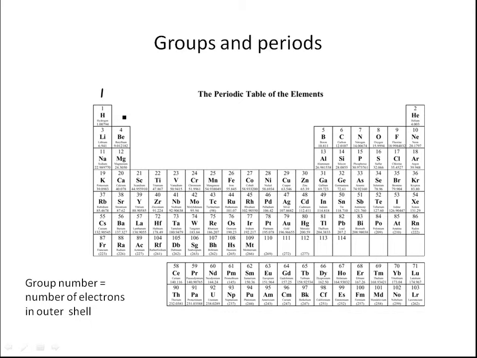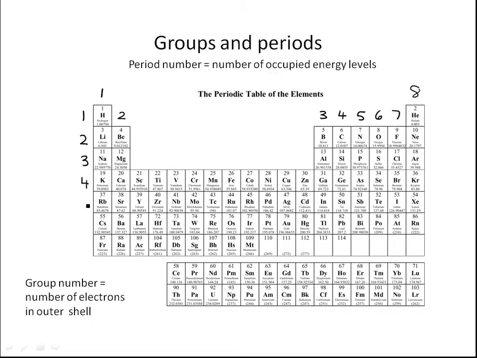So we have group 1, group 2, group 3 and group 4, group 5, group 6, group 7 and group 8. So that means that group 1 has 1 electron in the outer shell, group 2 has 2 electrons, and so on until we get to group 8, which have full outer shells. Now a period is from left to right, and the period number is the number of occupied energy levels. So this is period 1, 2, 3, 4, 5, 6, 7.